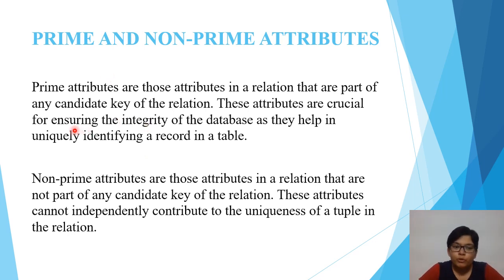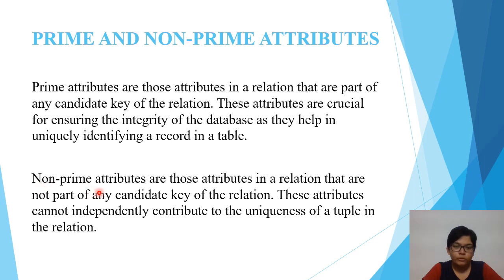These attributes are crucial for ensuring the integrity of the database as they help in uniquely identifying a record in the table. So candidate keys help us to identify the records in the table uniquely, and since the prime attributes are part of that candidate key, they help to identify the records uniquely in a table.